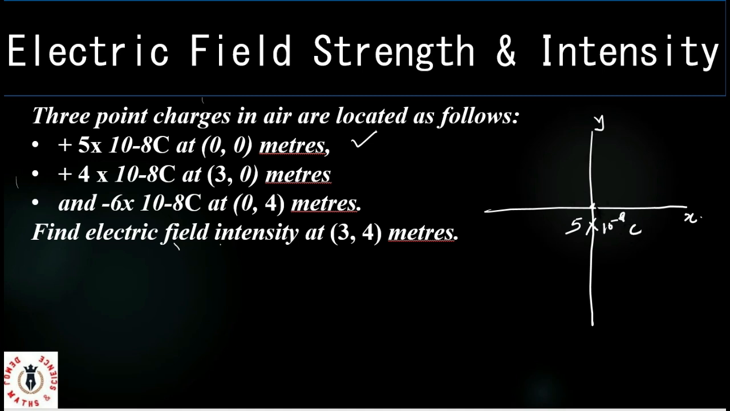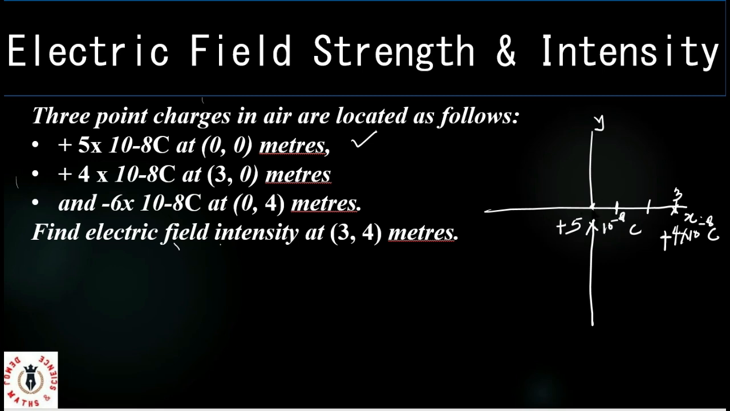The second charge, 4, is at 3 on the x-axis. Let's take it this way. This is 1, 2, and 3. I'll take this point as 3. Then this is where I have my 4 times 10 raised to power minus 8 coulombs. And the last one of the charges, that is a minus 6. Now let's take note that this 5 is a positive charge and this 4 also is a positive charge.